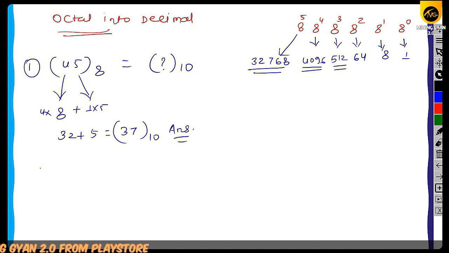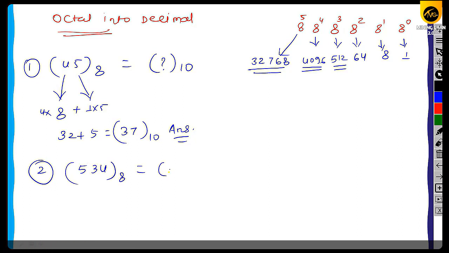Now suppose there is another number, 534, in the form of an octal number, and if you want to convert it to a decimal number, just multiply with the weights of the octal. Now the first one will be again 4 into 1.